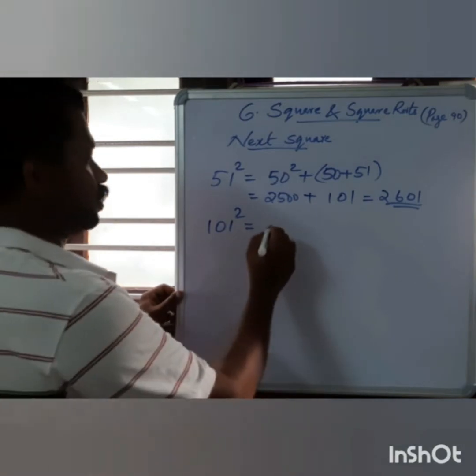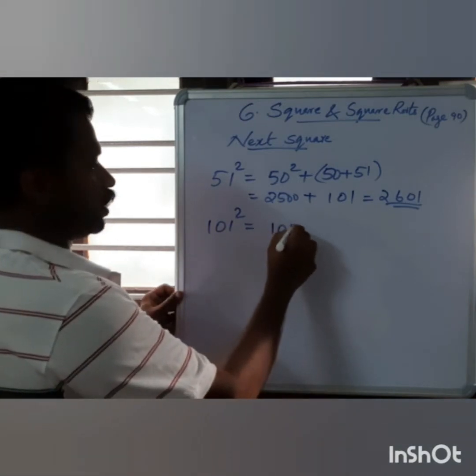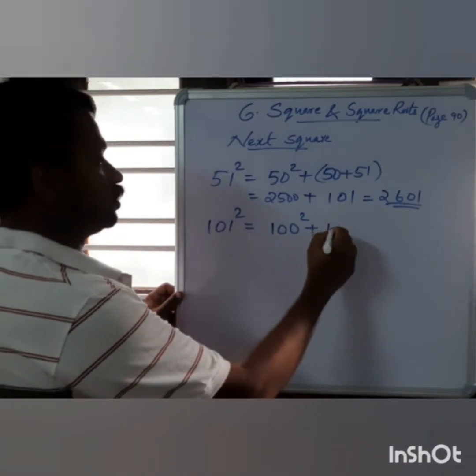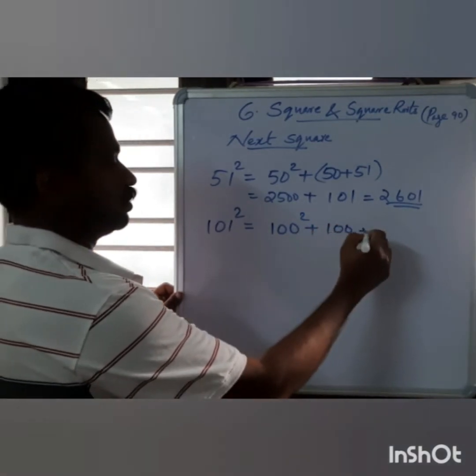Then what about 101 square? 101 square is 100 square plus the previous one we should find out. 100 square plus 100 plus 101.